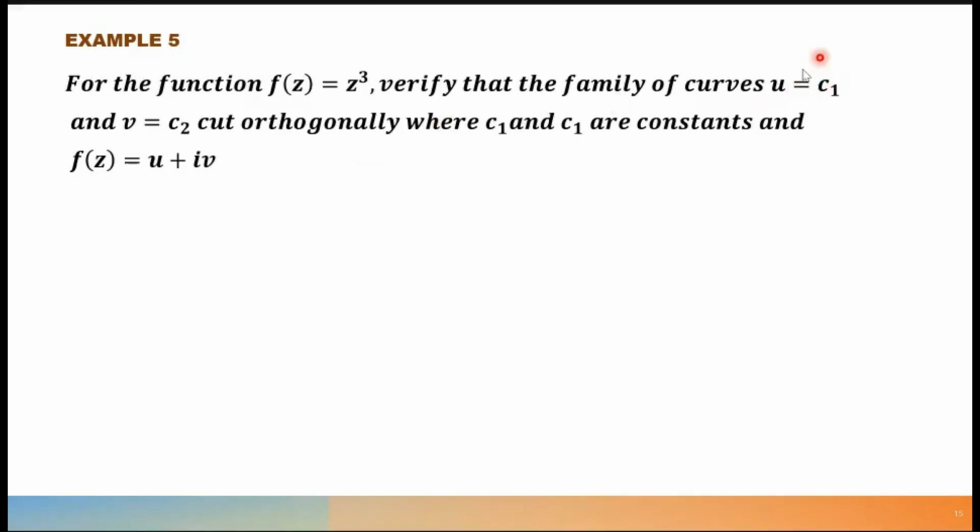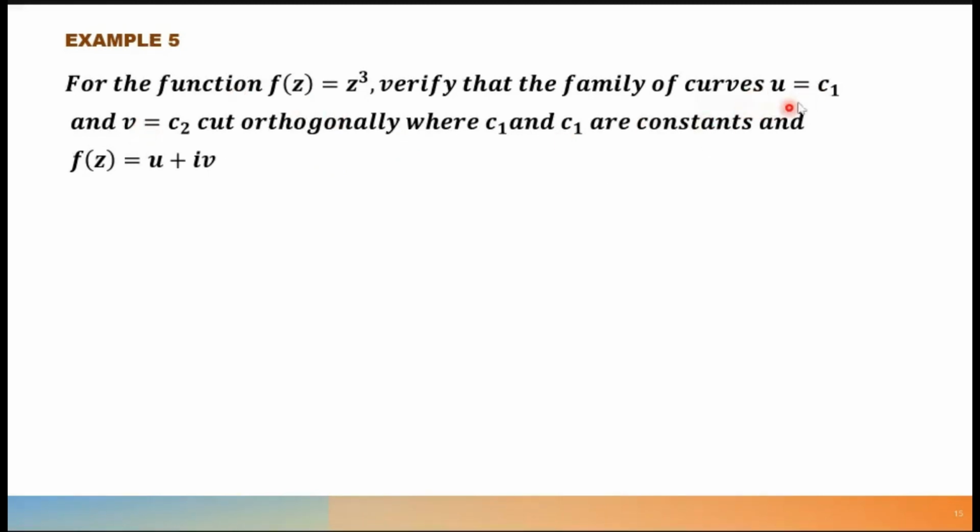So u equal to c1 is the first curve. We will differentiate to get the slope of the first curve. Then v equal to c2, we will differentiate and calculate dy by dx to get the slope of the second curve, and then multiply and show that both the curves are perpendicular to each other. उसके लिए पहले हमें u और v निकालना पड़ेगा.